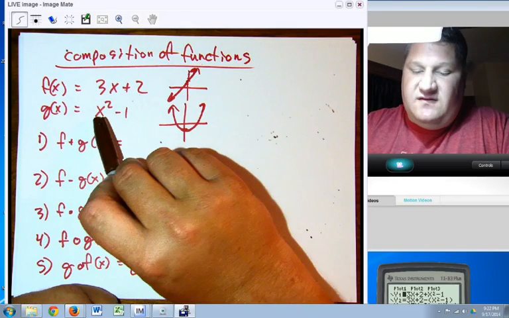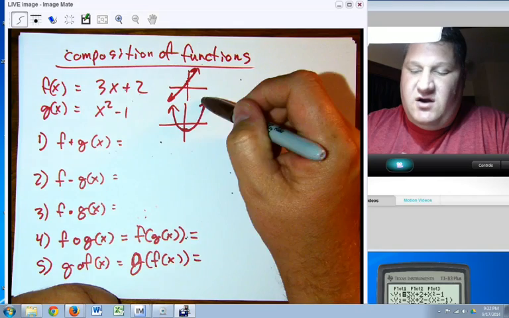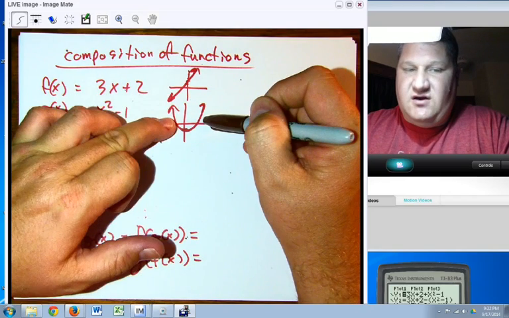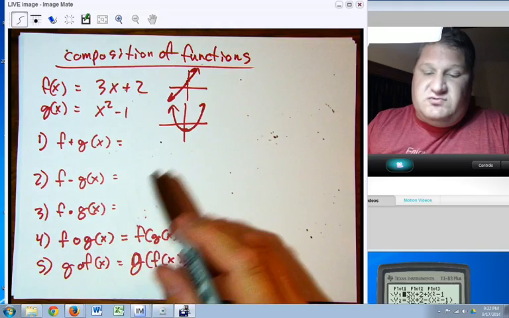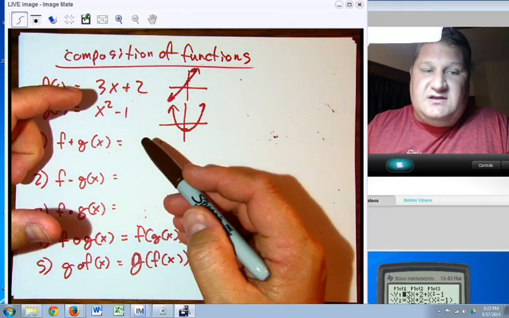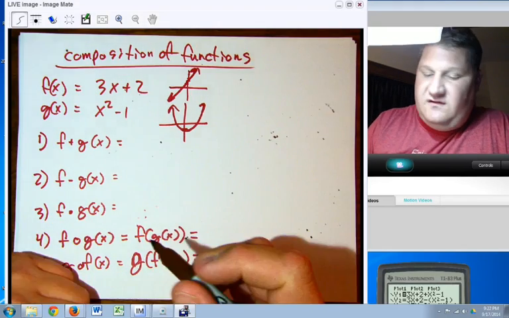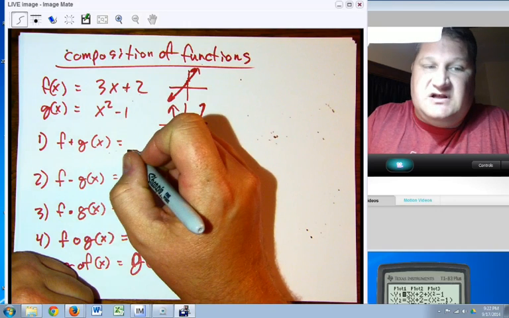We've taken this one, g of x, which is x squared, but we've now shifted it down 1 unit because of the minus 1. Now what we're going to do is take these two functions and combine them in a number of ways. We've done this in previous years. This should not be anything even slightly shocking.